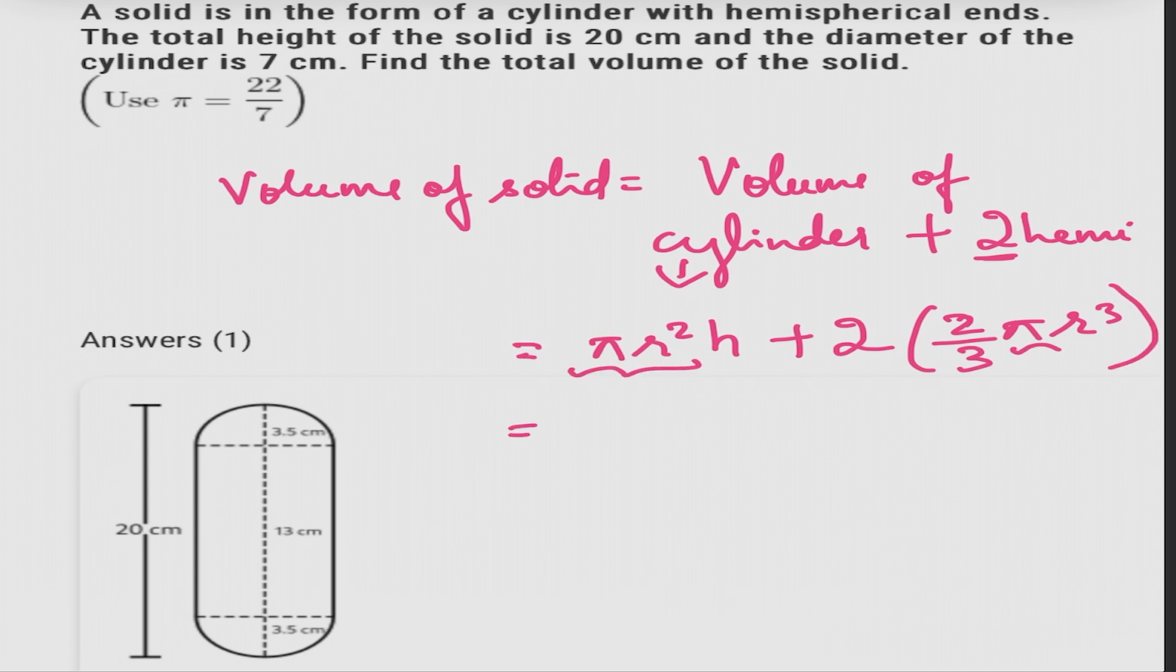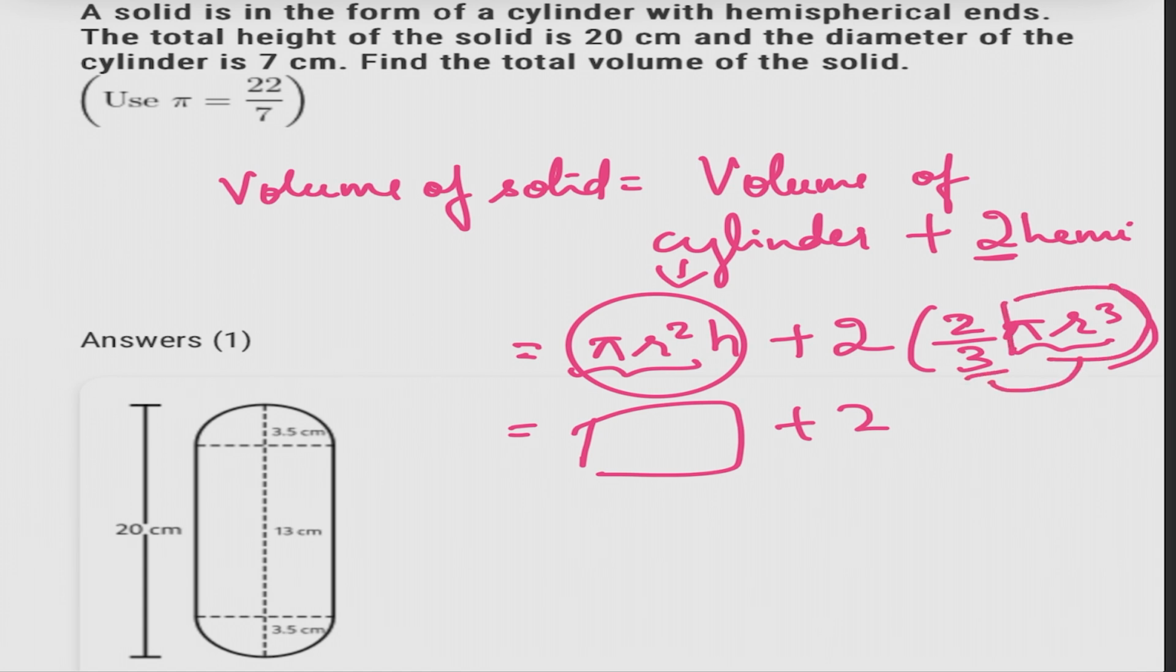You can observe we have pi r here also and pi r here also. Many students find out the value of pi r square h, write it here, then again find the value of pi r cube, multiply it by 2 by 3, then multiply it with 2, which is tedious, time consuming, and chances of making mistakes is also more.